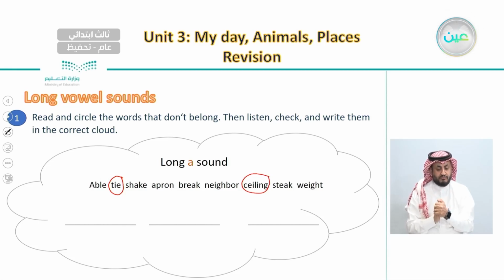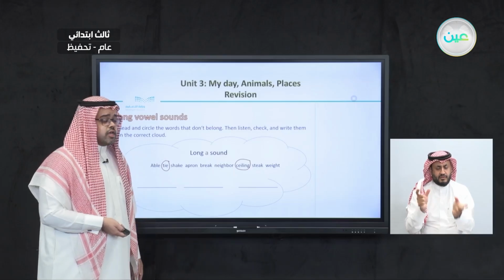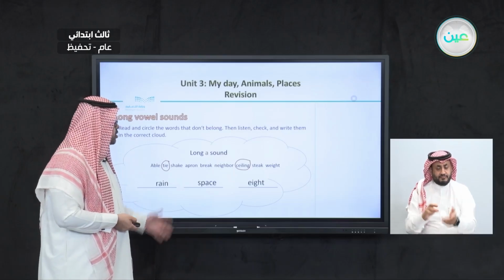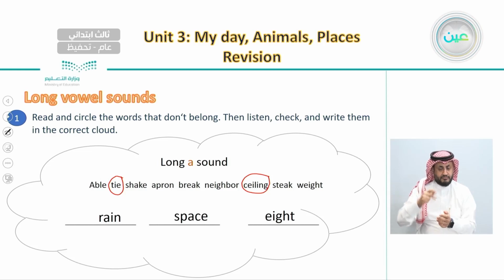And then we have steak and wait. So what should we put instead? We should put these three words: rain, space, and eight. All of these words have the A sound. For example, able, rain, shake, apron, space, break, neighbor, eight, steak, and wait.